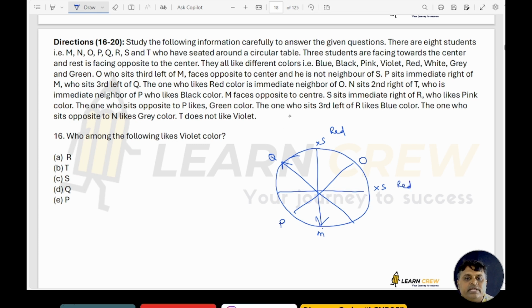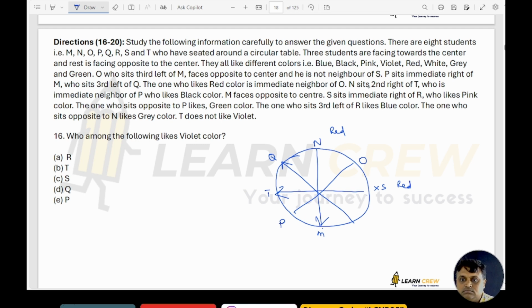M faces opposite to the center, which is already given. N is second right of T. How is that possible? If it is T, it is N. Is it possible? Totally 3 students are facing towards the center. T is the immediate neighbor of P, already given. N is second to the right of T, which means T is facing outwards. So definitely now you can say here you have N.